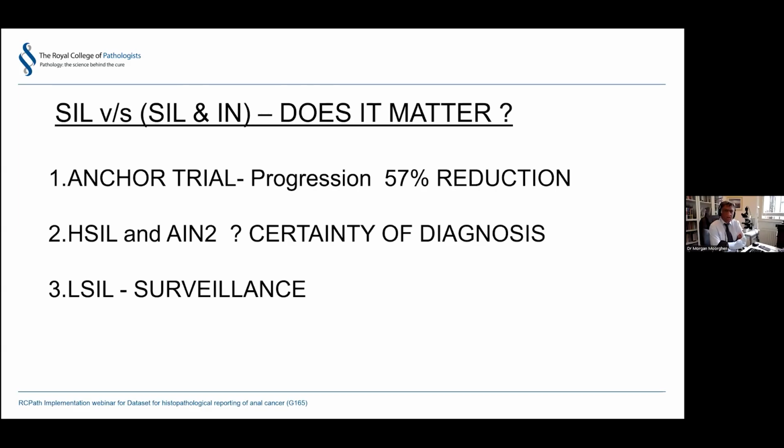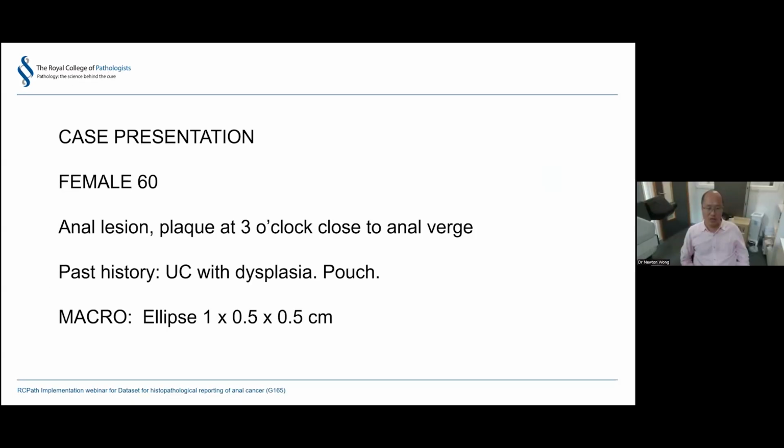In terms of LCL, that trial didn't actually tell us anything about LCL, but we know from previous studies that low-grade lesions have a very low rate of progressing to neoplasia. The clinical information is as shown here. Interestingly, there's this history of UC, which probably isn't relevant. It might even be a red herring. But there was a plaque close to the anal verge. In fact, it's been called an anal lesion. Perhaps we should call it a perianal lesion, just to make things easier.